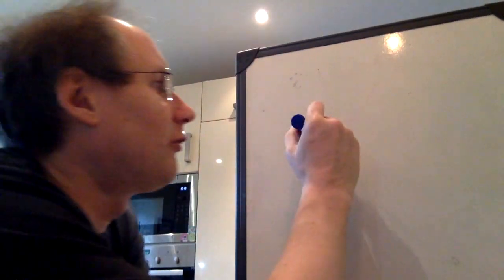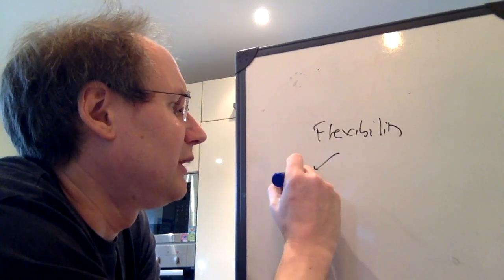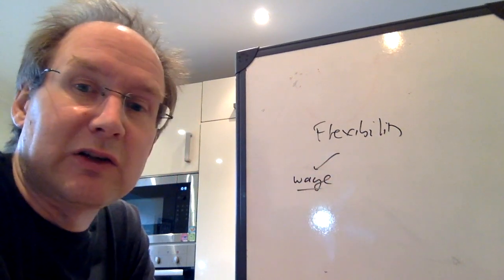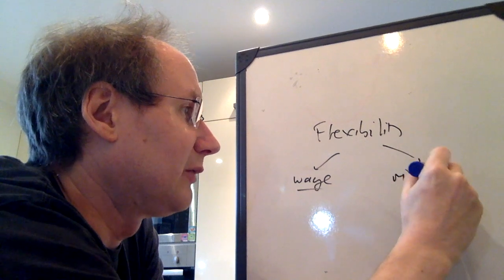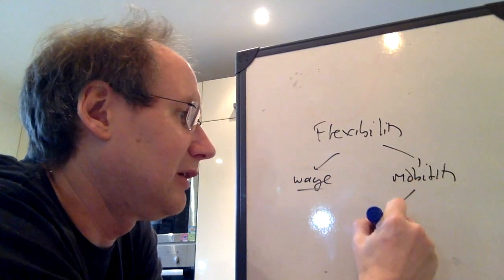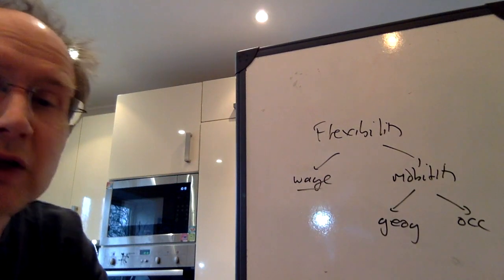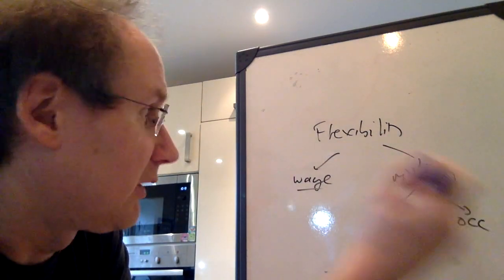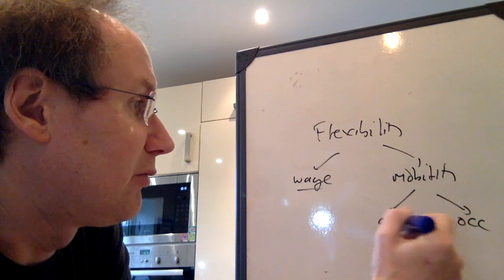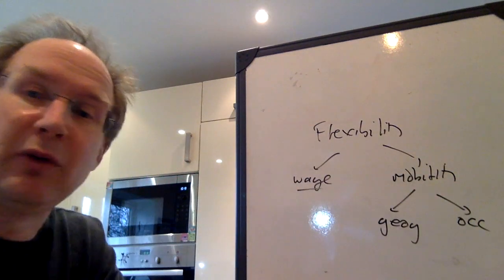So if we were to take this idea of flexibility, then flexibility can be wage flexibility. So that's linked to things like minimum wage and so on. Mobility of labour can be either geographical, between areas, or occupational, between different jobs. And those are linked to some of your supply side types of unemployment: real wage unemployment caused by things like minimum wage, and structural unemployment caused by geographical and occupational immobilities.